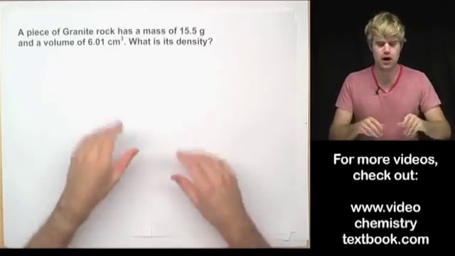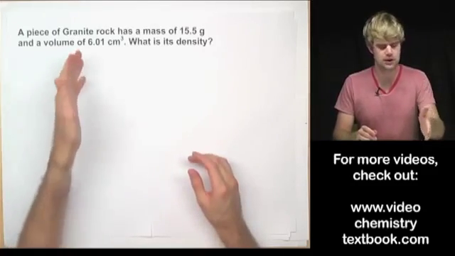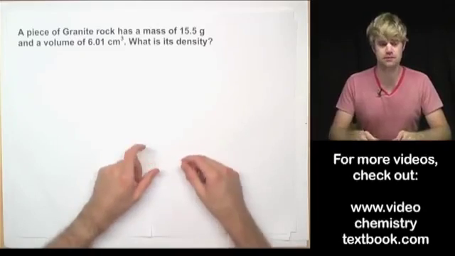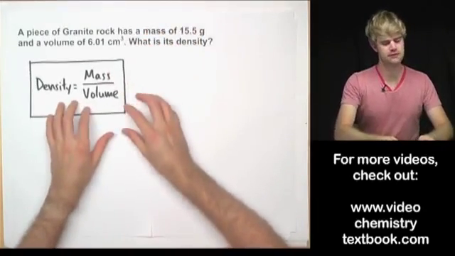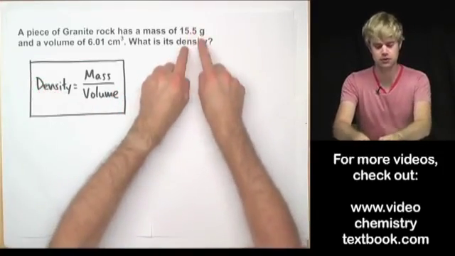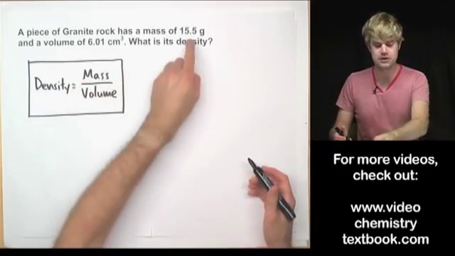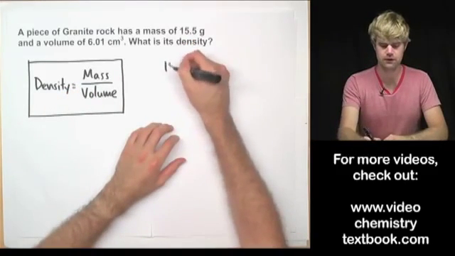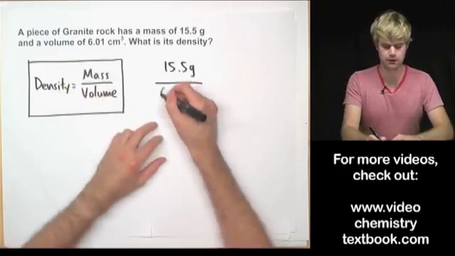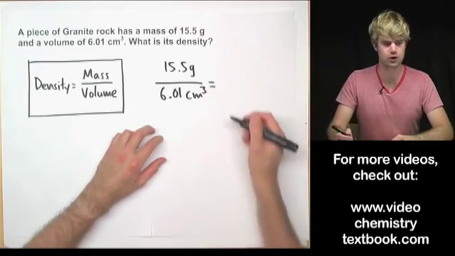A piece of granite rock has a mass of 15.5 grams and a volume of 6.01 cubic centimeters. What is its density? So density is defined as mass divided by volume. In this problem, I have a mass in grams and I have a volume in cubic centimeters. So all I got to do is take this mass, 15.5 grams, and divide it here by the volume, which is 6.01 centimeters cubed, or cubic centimeters.